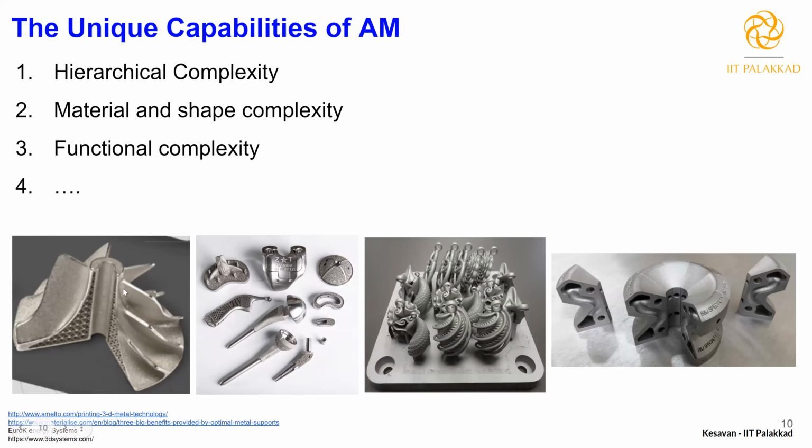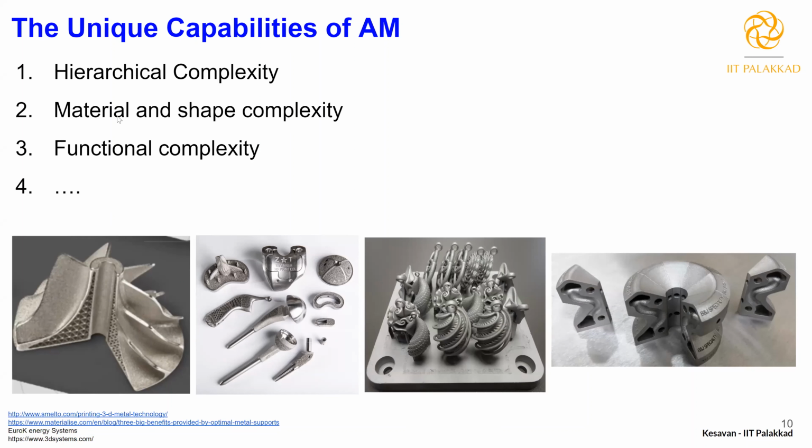So if you look at the first component, it is an impeller. The impeller has hierarchical complexity. And even the last example, it's basically a die. This also has some hierarchical complexity. What I mean by hierarchical complexity is that if you go from surface to core, the manufacturing complexity increases. So it is not that easy to manufacture such complexity by using conventional manufacturing methods. So that's what we call hierarchical complexity.